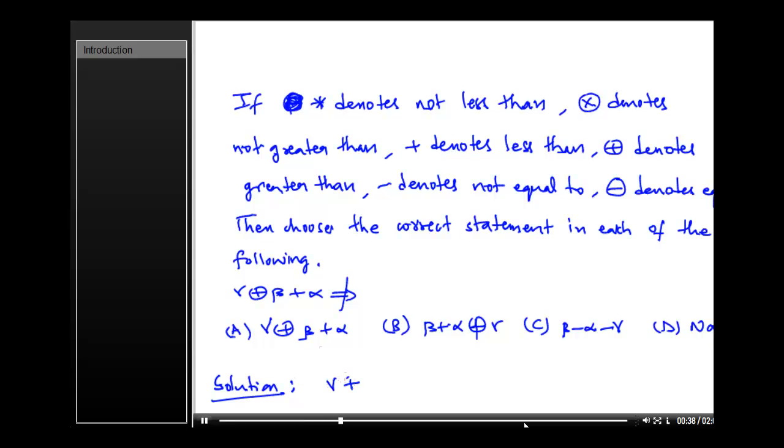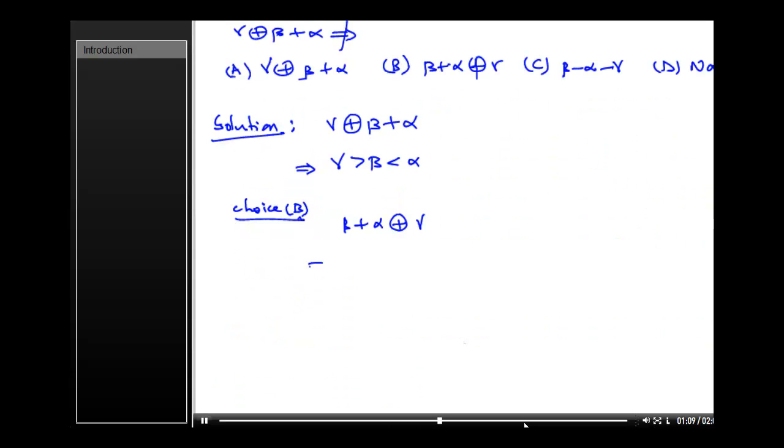Given statement is gamma, binary operation plus beta plus alpha. This implies gamma, binary operation plus means greater than, beta plus means less than alpha. This is the given inequation. Now we'll take choice B. We'll consider this statement: beta plus alpha, binary operation plus gamma. This implies beta plus means less than alpha and binary operation plus means greater than gamma.